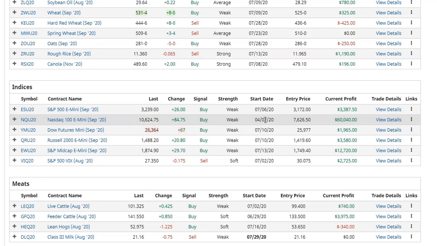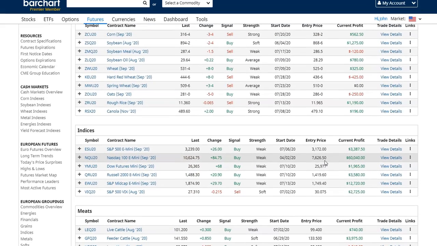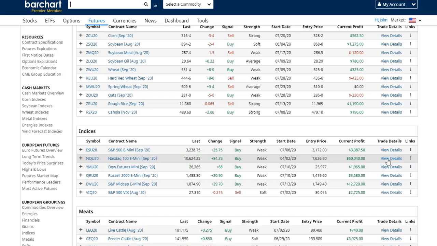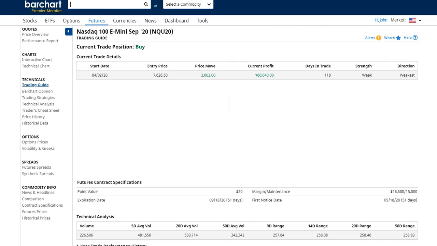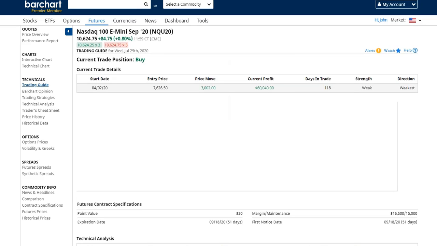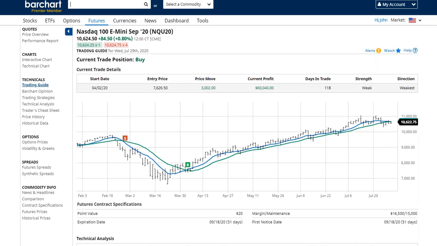What is the start date of this trade? We got into this trade back on April 2nd, and what was our entry price? $76.2650. Now I can look at the details of the trade. I want to also point out at this point that from this point on, anything below that main page is a premium service. So those of us who are premium members will be able to see all this information. Those of us who are not will just be able to see that front page that I was currently on.